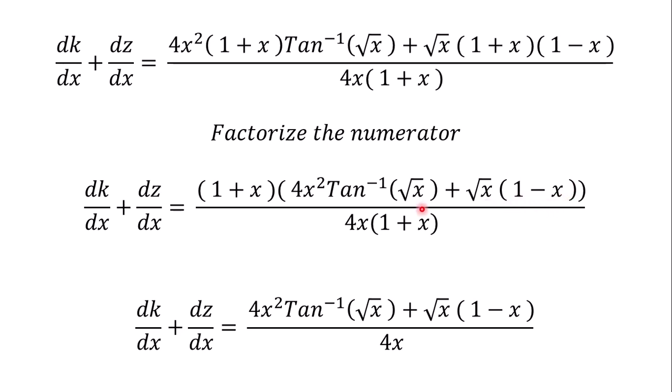Now after factorization, this is what we have gotten, and looking at it, this and this are the same, so they will cancel out and it will be left with 4x. So after doing the cancellation, this one is now equal to 4x squared tangent inverse of square root of x plus square root of x into bracket 1 minus x divided by 4x. After adding a and b, have you seen what we have gotten?